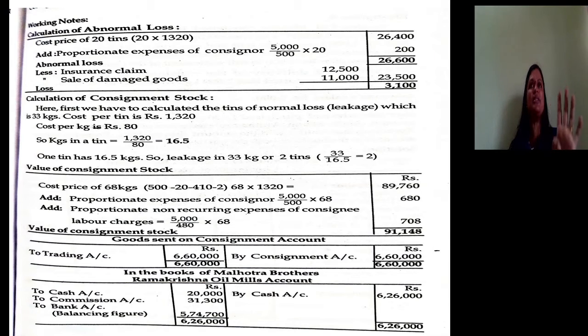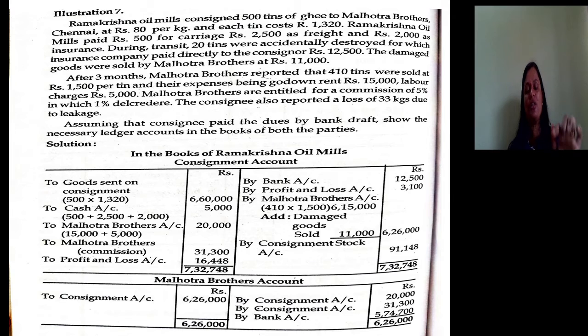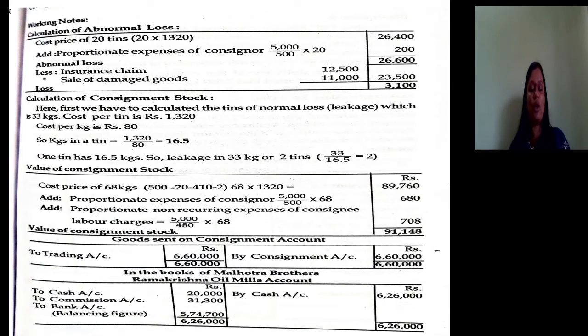See, consignee incurs expenses; in the books of consignee the journal entry is consignor account debtor to cash 20,000. Consignee needs to get commission; in the books of consignee the journal entry is consignor account debtor to commission 31,300. Consignee sold the goods for cash; journal entry: cash account debtor to consignor 6 lakh. How much? 15,000 plus 11,000, 6,22,000. Consignee settles the amount due by paying bank draft. Journal entry: consignor account debtor to bank 5,74,700.